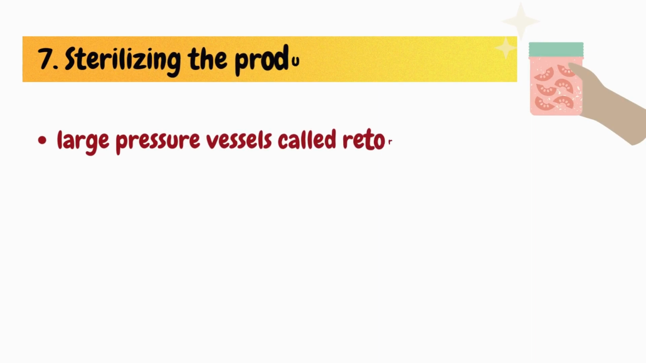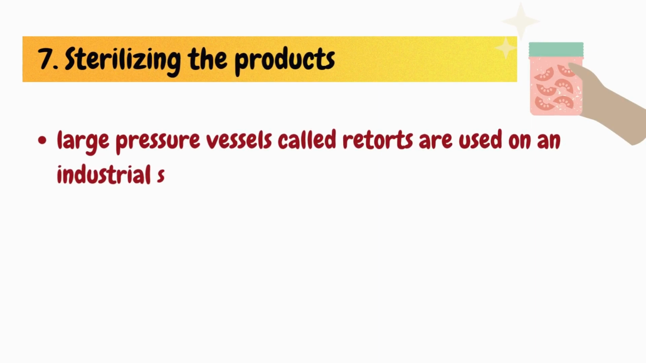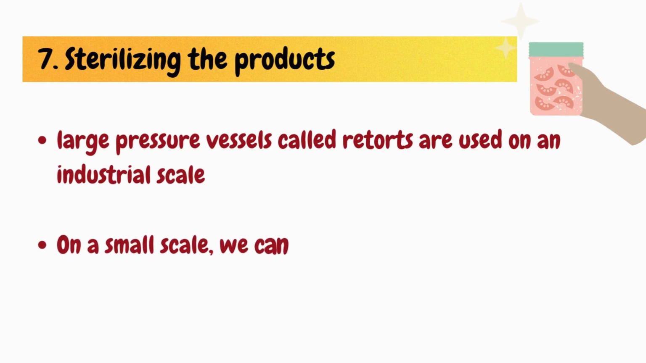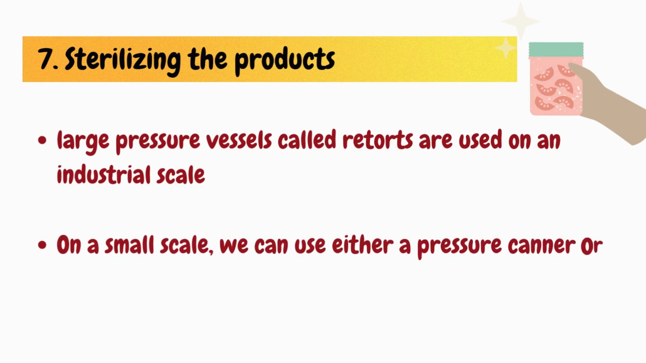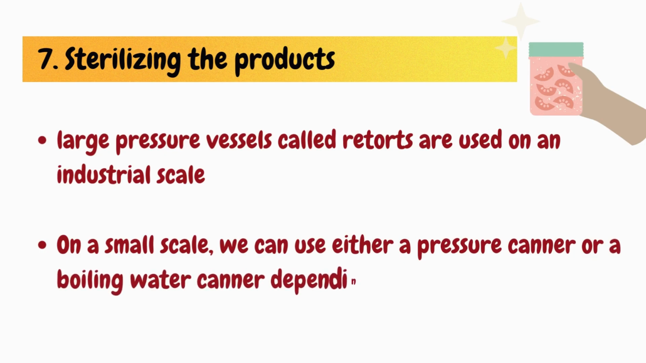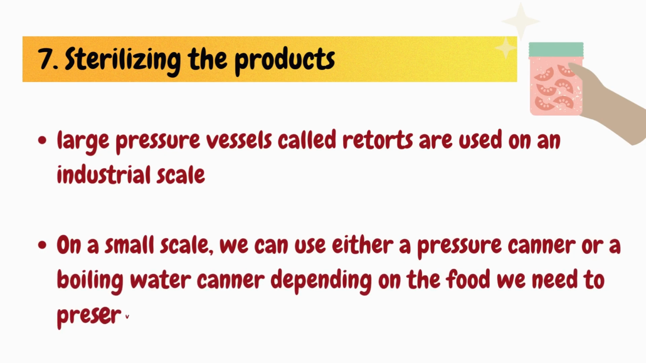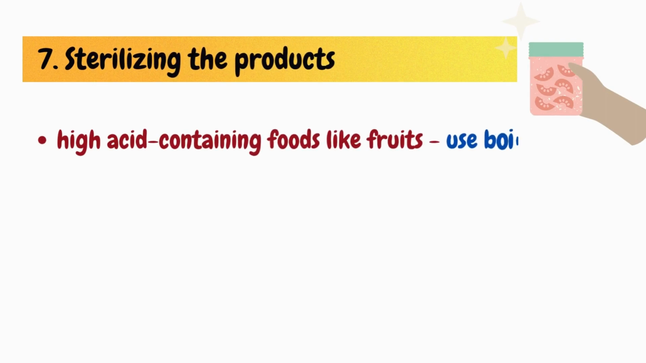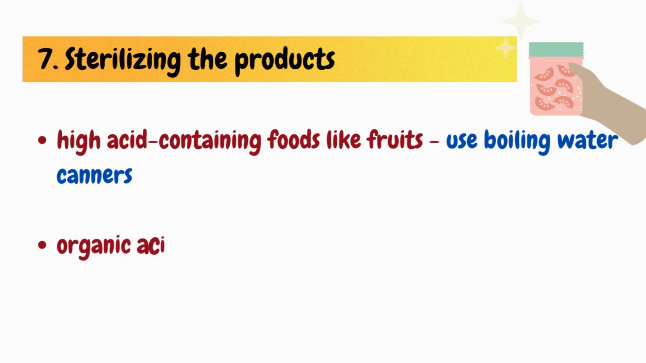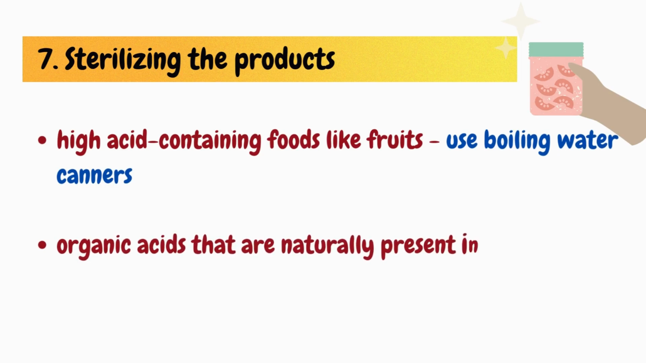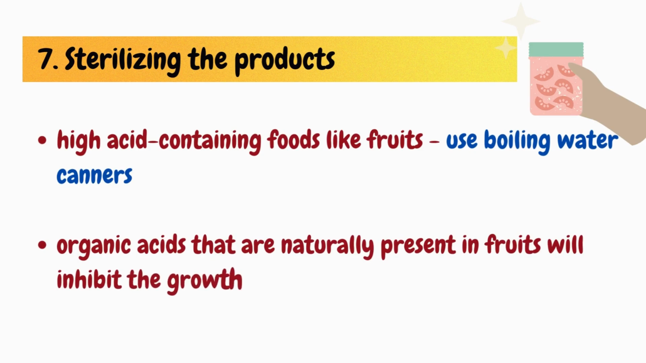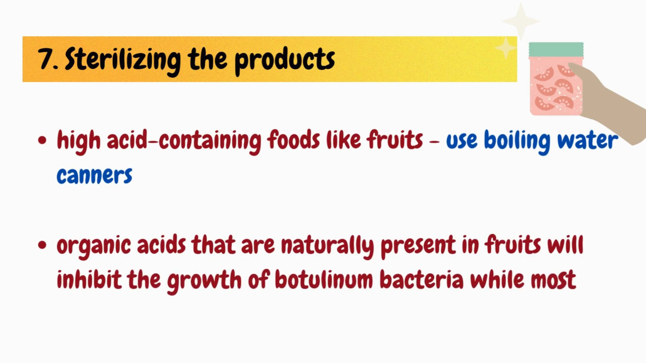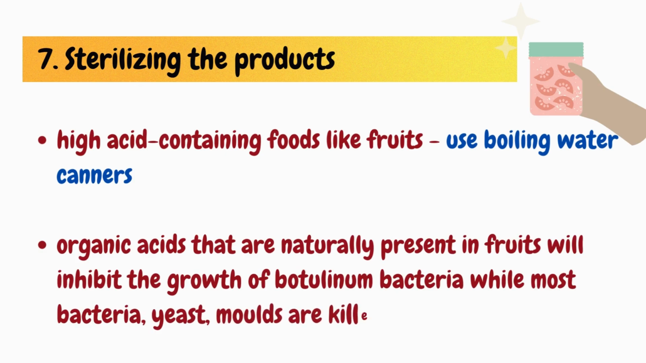For this purpose, large pressure vessels called retorts are used on an industrial scale, which can be operated in a batch-wise or continuous way. On a small scale, we can use either a pressure canner or a boiling water canner, depending on the food we need to preserve. For instance, if we're going to preserve high-acid foods like fruits, we can use boiling water canners which heat the food up to 100 Celsius. In this case, the organic acids that are naturally present in fruits will inhibit the growth of botulinum bacteria, while most bacteria, yeast, and molds are killed due to heat.